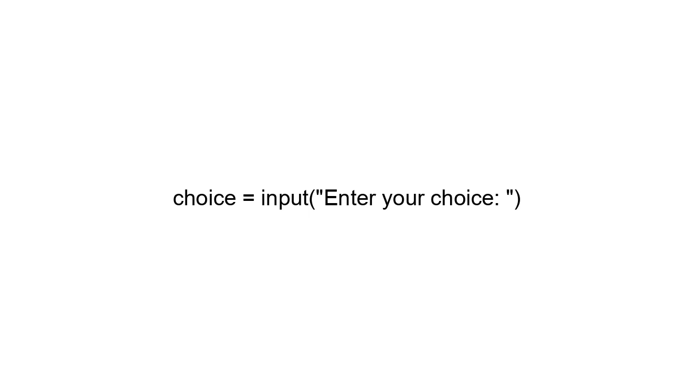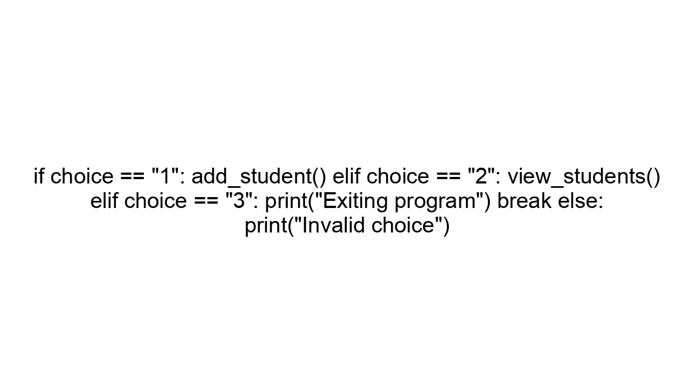while True: print("1. Add student") print("2. View students") print("3. Exit") choice = input("Enter your choice: ") if choice == "1": add_student() elif choice == "2": view_students() elif choice == "3": print("Exiting program") break else: print("Invalid choice"). This version introduces a simple menu-driven system.